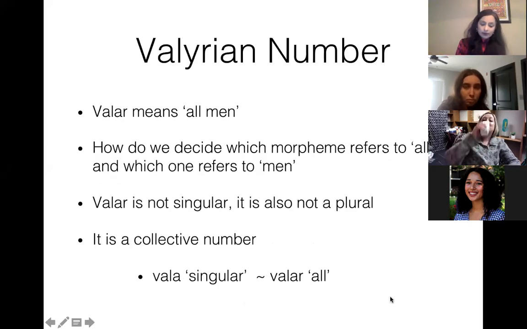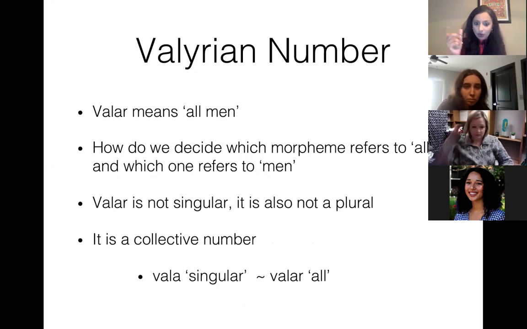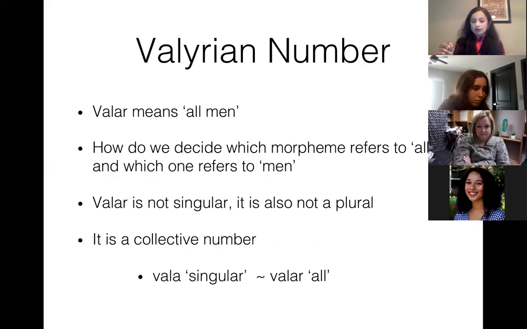In Valyrian, I want to go back to the phrase Valar, which we correctly identified as all men, right? How do we decide what is all and what is men? It's just one word, Valar. We don't have enough data to distinguish whether Val is men or Ar is all, we don't know.